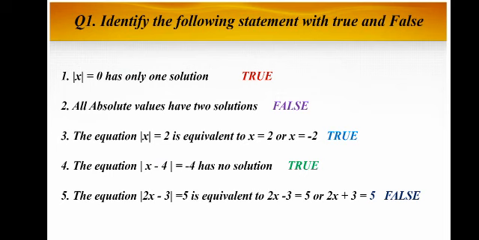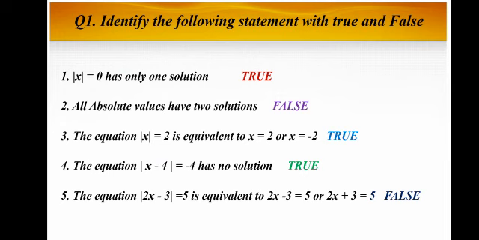Coming towards the first statement, that is absolute of x is equal to 0 has only one solution. Why does it have only one solution? Because 0 is a neutral number. It will not have any negative or positive number. So it has only one solution. So this statement is true.